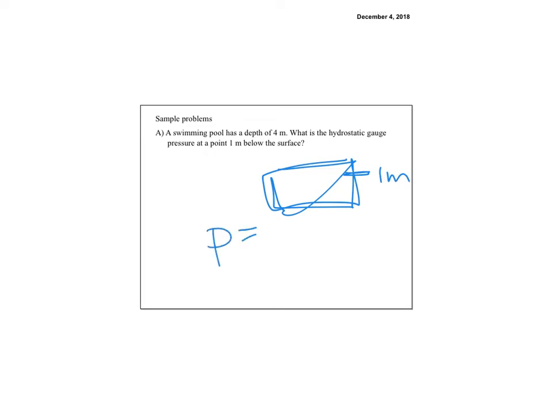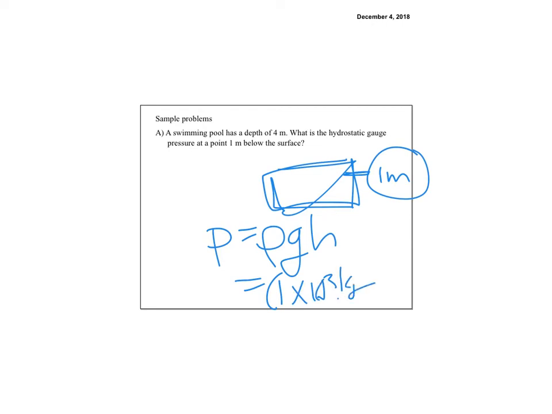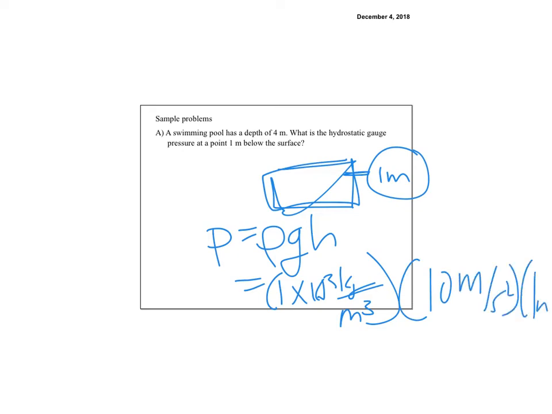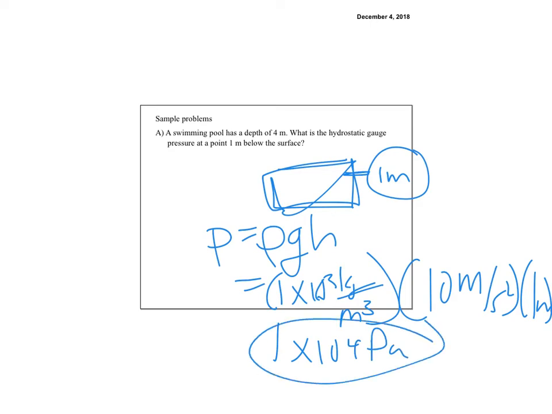So my pressure is equal to rho g h, and I know the only h that matters is the 1 meter. So it's going to be equal to 1 times 10 to the third kilograms per meter cubed, because that's the density of water, times 10 meters per second squared, times 1 meter. That's not so bad, right? 10 to the third times 10, so it's like 1 times 10 to the fourth pascals. But the concept, since this is like a multiple choice type of question, is that the 4 meters isn't important. What's important is the 1 meter when you're looking at pressure.